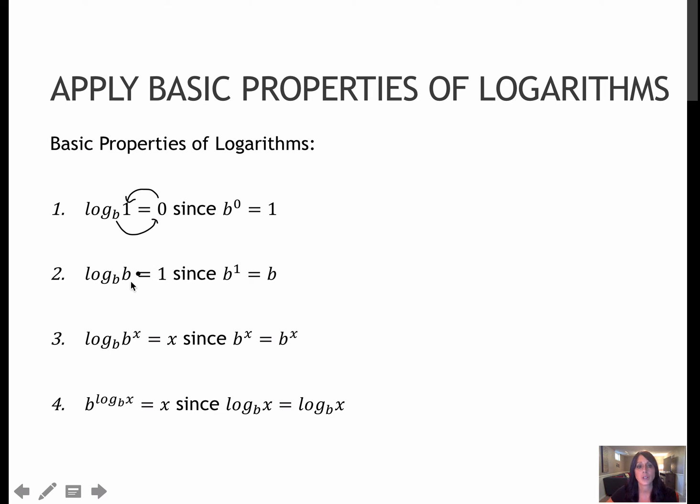This one is also very intuitive. Log base b of b equals 1. So that means b to the first equals b. And of course, that's pretty straightforward.